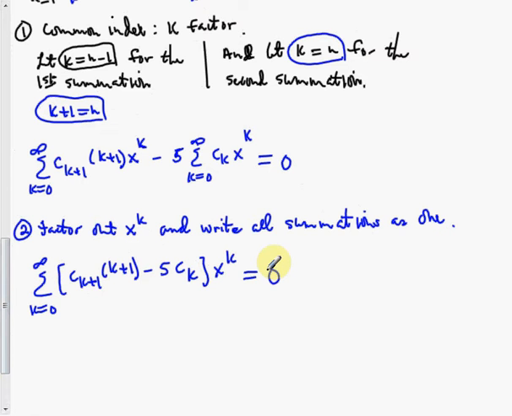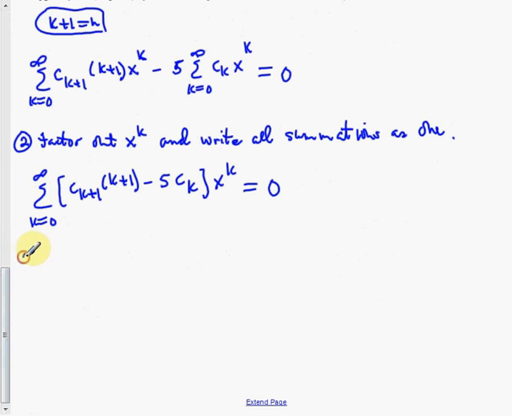So step number 3, get or write a formula for c sub k plus 1. I'm going to get a formula for that guy right there.